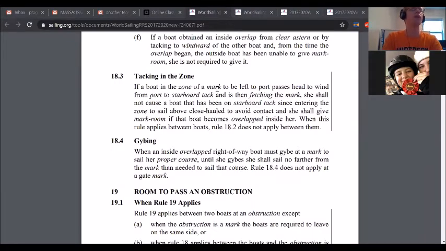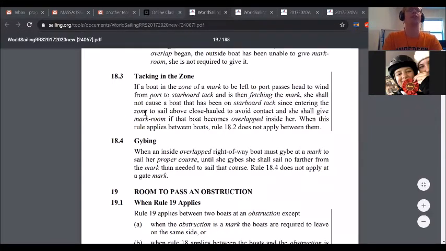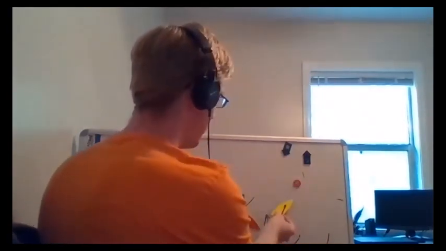She shall not cause a boat that has been on starboard tack since entering the zone to sail above close hauled to avoid contact. So imagine if we had a boat. Let's go back to the whiteboard real quick. If we're coming up to our mark here, we've got one guy coming in from the port layline, one guy coming in from starboard.